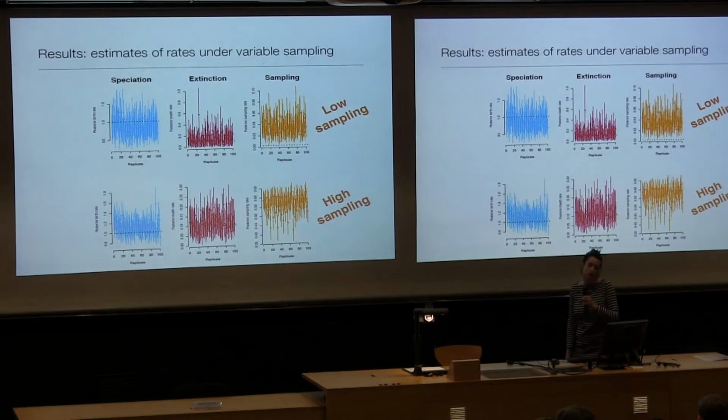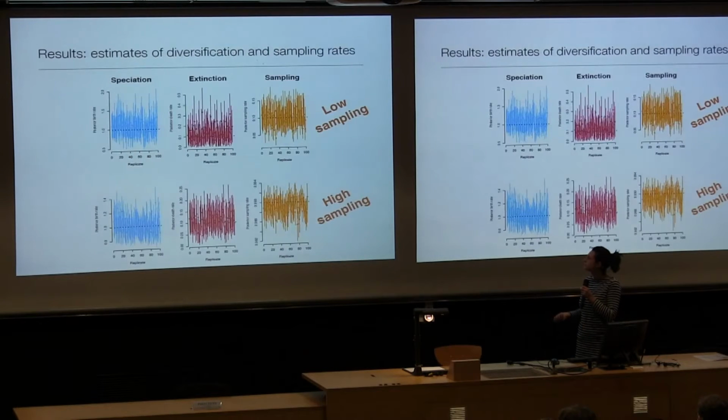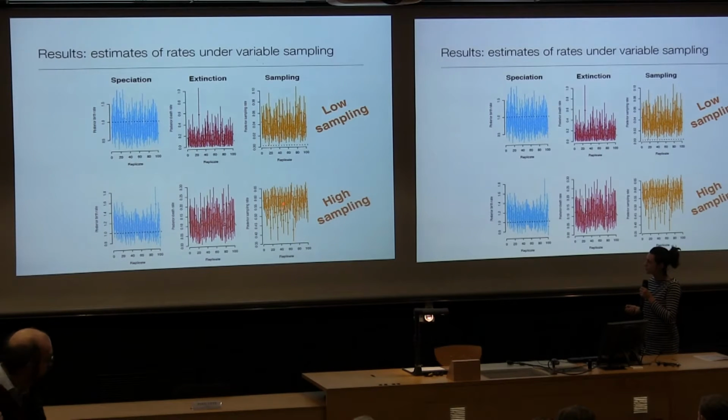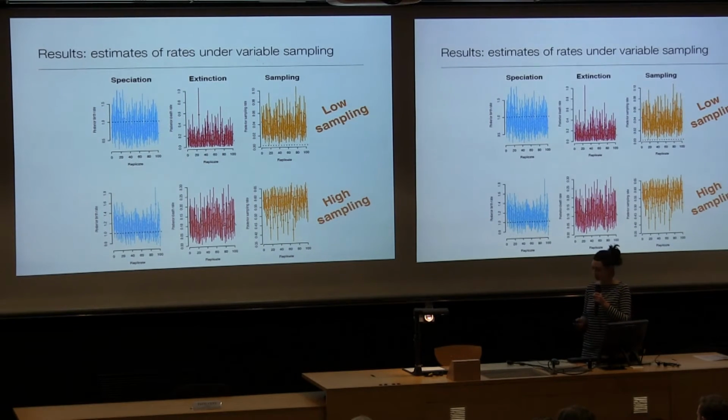The model also fares well when the distribution of fossil species is non-uniform over time. But one thing to note is that under low sampling, you have these broad credible intervals. But at high sampling, you start to see a bias in the estimation of these rates. And the model does an extremely poor job of estimating the expected sampling rate.